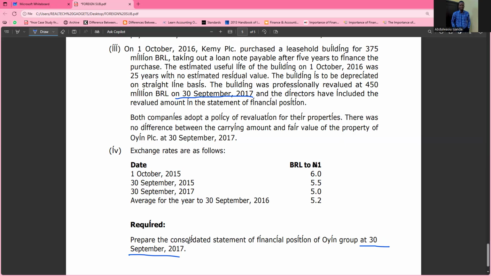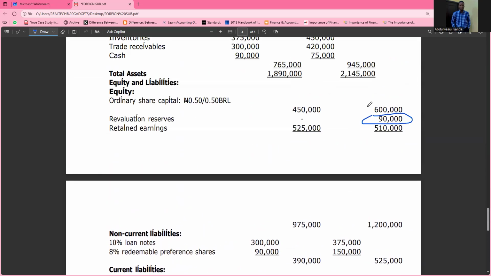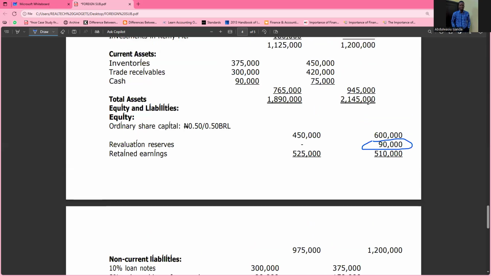30th of September 2017, and the revaluation occurred on this date. If the revaluation occurred, that means this 90 now occurs on the day that we are preparing the financial statement, and it's an asset because the asset has increased. So you need to use the closing rate for this now. So it's not just because it's part of the equity you're going to use the acquisition rate.